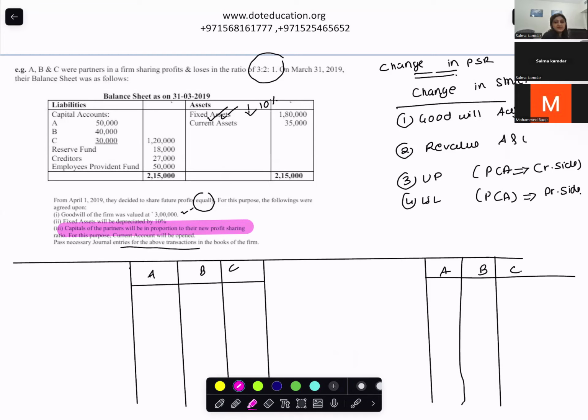Okay, what does this mean? Capital of partners will be in proportion to the new profit sharing ratio. That means the closing capital. What does this mean? Closing capital should be equal. And if there is any extra amount in the capital account, it has to be adjusted through which account? Current account.